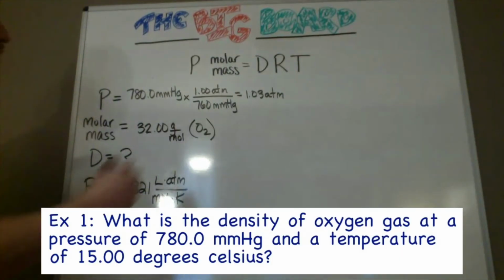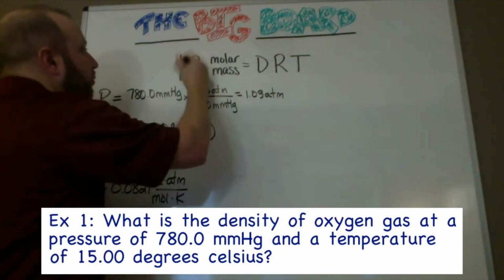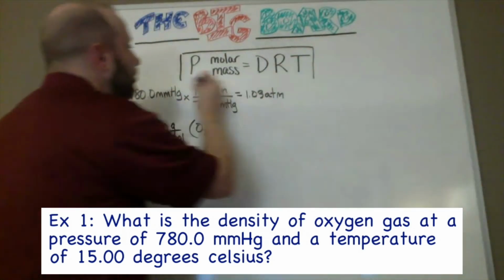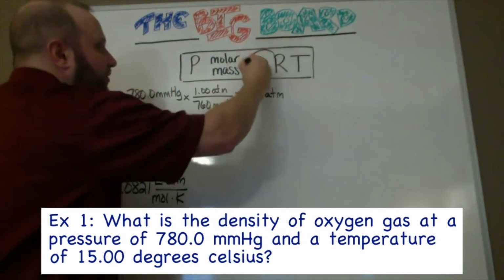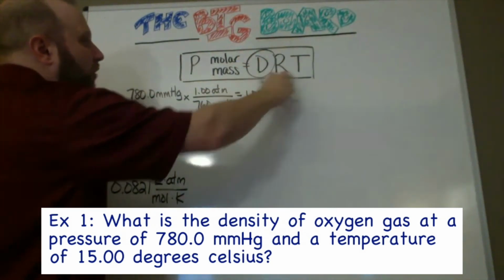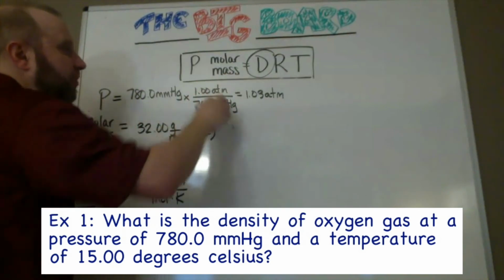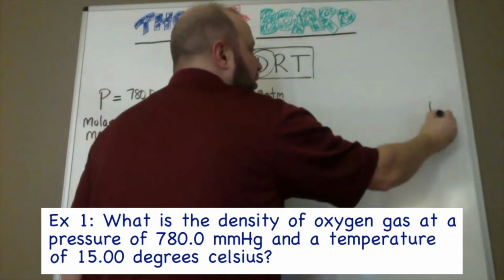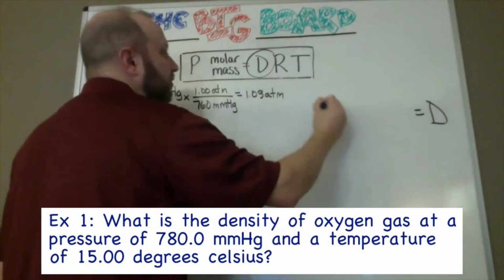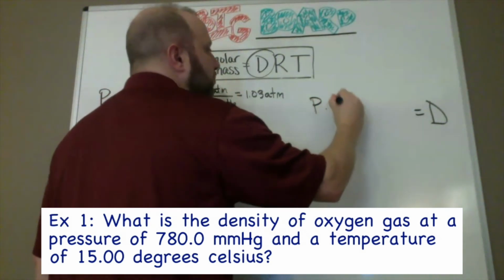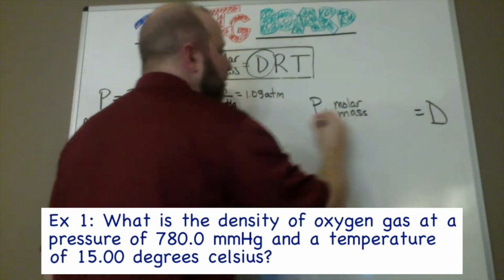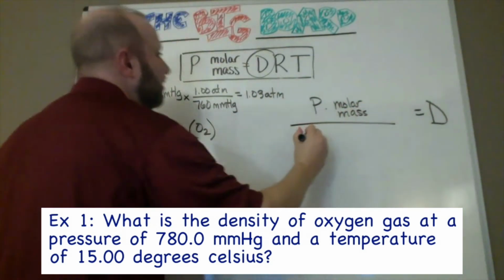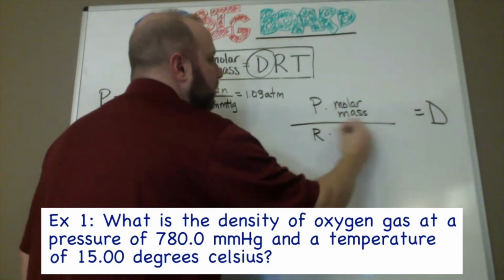All right, so let's go back up to our equation. So here's the equation up here. We're going to solve for density. So we're solving for this guy right here. That means R and T have to move down to the other side of the equation. So I'm going to wind up with density equals pressure times molar mass divided by R times T.